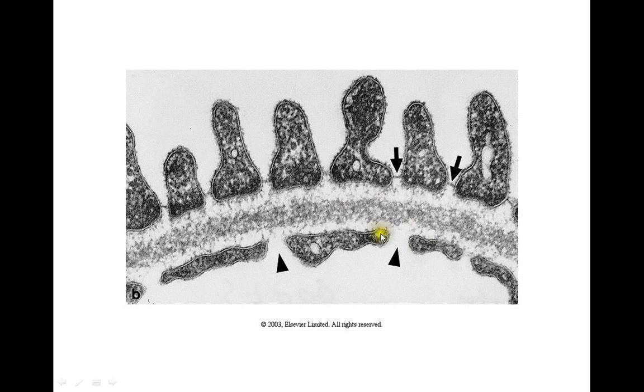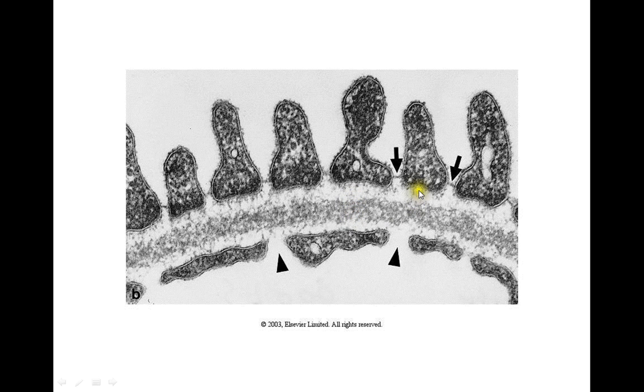Here you can see the filtration barrier through which filtration occurs, under the electron microscope with high magnification. These are the cytoplasmic extensions of the endothelial cells, and these are pores or fenestrations. As you can see, these pores are rather large. This layer is the glomerular basement membrane, or GBM.